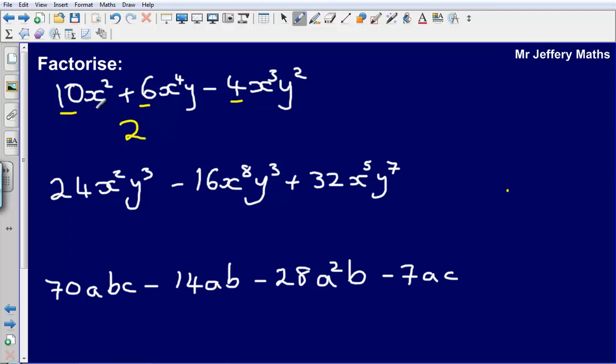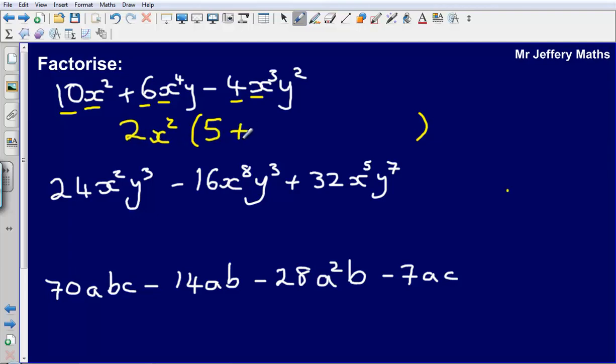Then what I should also be able to see is that they all have x's in common, and more specifically they all have x squared in common. X squared fits into x to the power of 4 and into x cubed. So on the outside of the bracket I'm going to just put 2x squared. Now what do I need to multiply 2x squared by to reach 10x squared? Well, that's just 5 lots of 2x squared, so I just need to multiply it by 5.